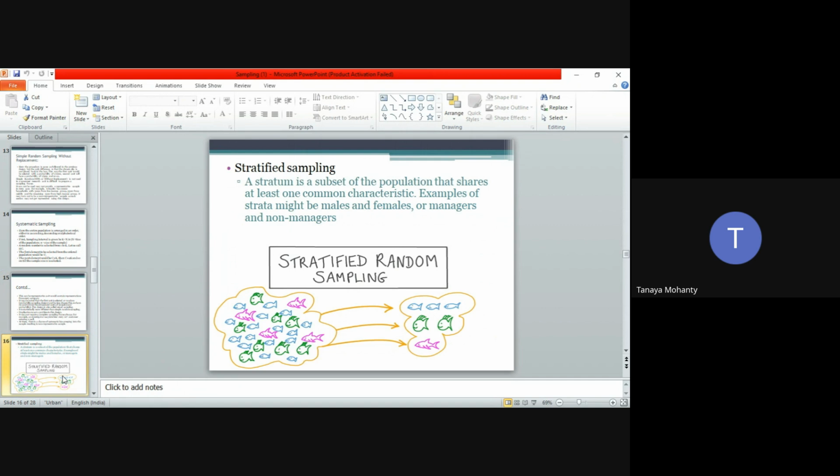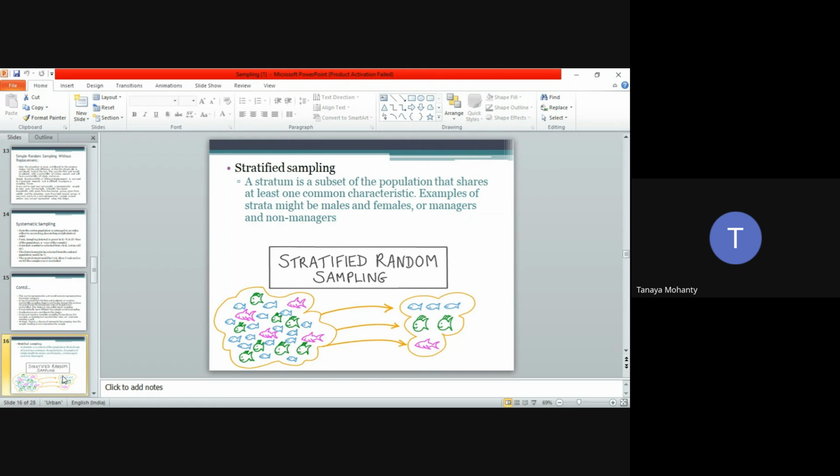The next is stratified random sampling. What do you do in stratified sampling? A stratum is a subset of the population that shares at least one common characteristic. Examples of strata might be male, female, managers, non-managers. The categories could be different. So the basic idea of stratified sampling is to choose things from different categories.